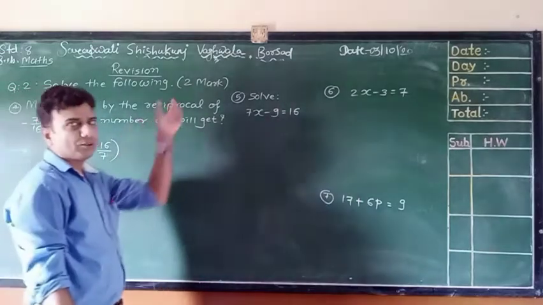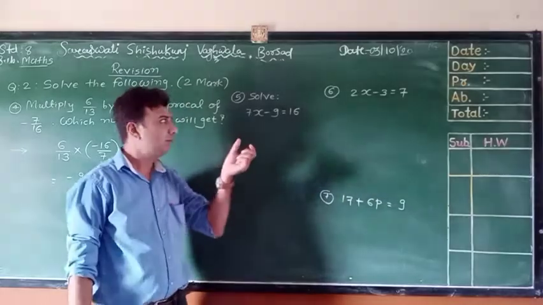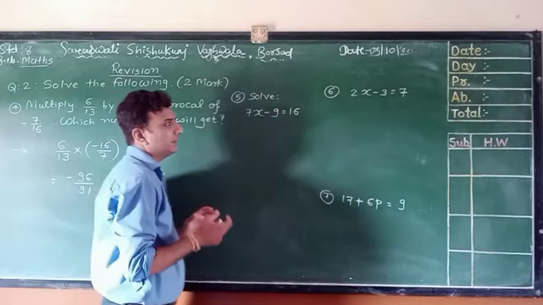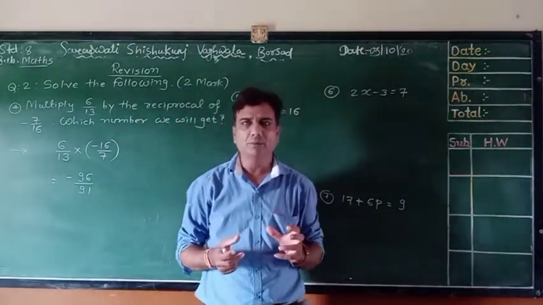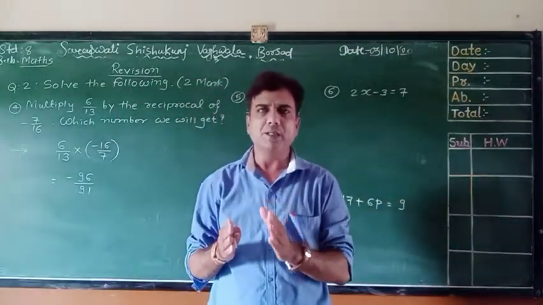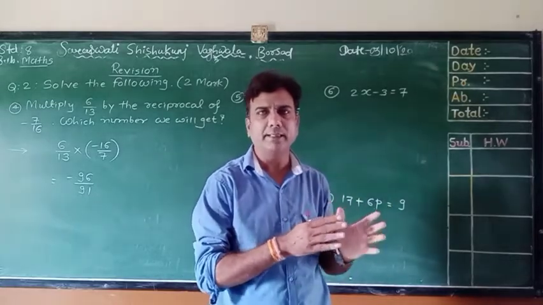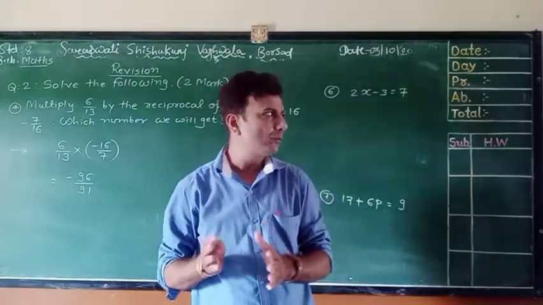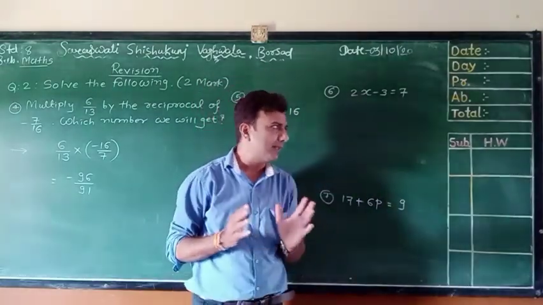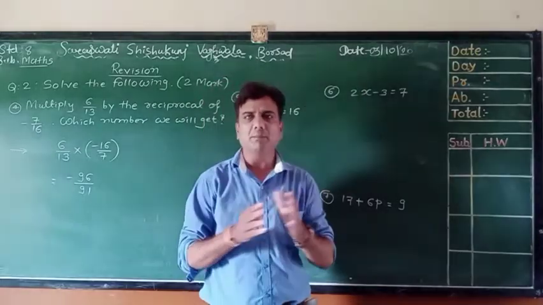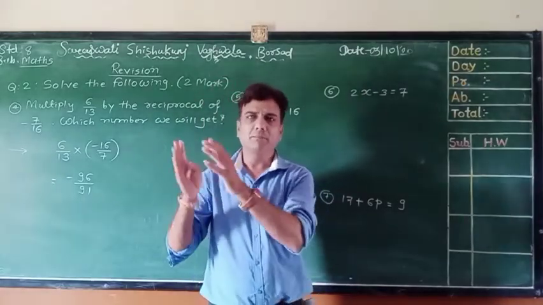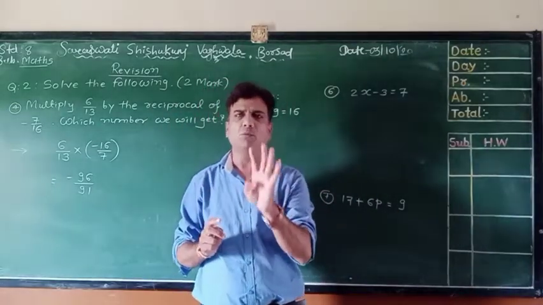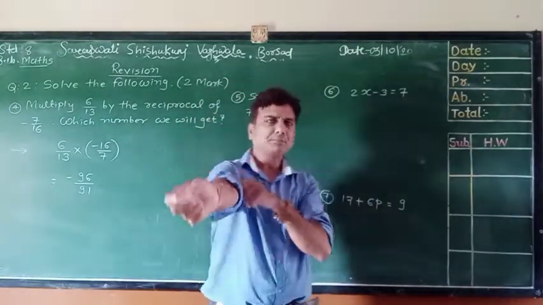Okay. Now solve the following. 7x minus 9 equals 16. So first of all, here there is one rule I already taught. Whenever we transfer any term from one side to the other side, that means right side to left side or left side to right side, that time we have to change its sign. Plus will become minus and minus will become plus. Multiply goes to division and division goes to multiplication. Simply, we have to remember these four rules.